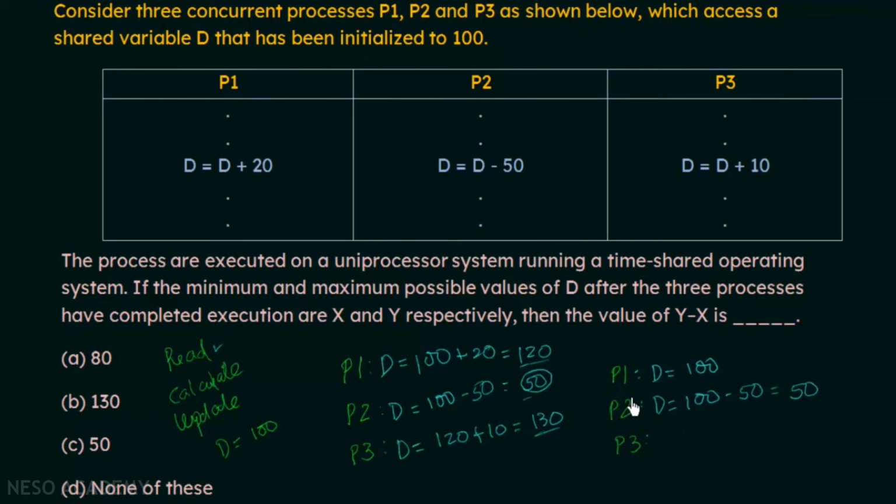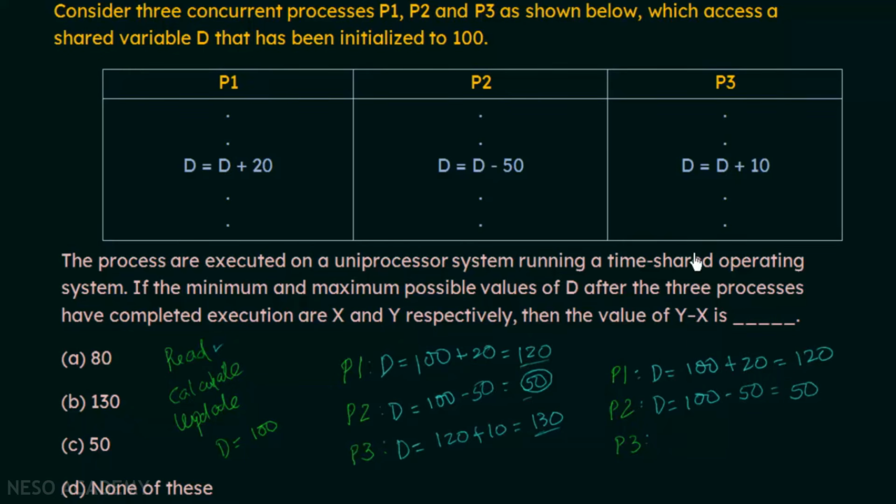Now let's say that P1 gets back the control again. What will happen? According to P1, D is equal to 100. It already read the value of D equal to 100, but it did not calculate and update. So it will not read again. It is just going to calculate and update. So what does P1 do? P1 adds 20 to the value of D, so plus 20, which makes it 120. So it updates the value.